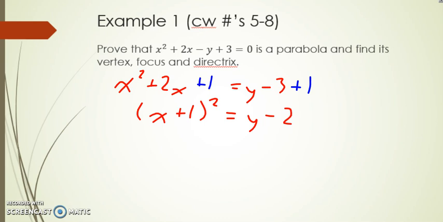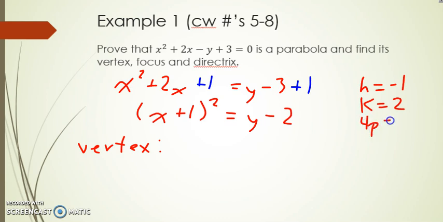I can see that my vertex, don't forget, we still have the rules that the vertex is h and k. So if I list it out, h is equal to negative 1, k is equal to positive 2, and 4p is equal to 1 in this case, which means p is 1/4. Yes, you can get fractions on these. So my vertex is negative 1, 2, the h and the k value.